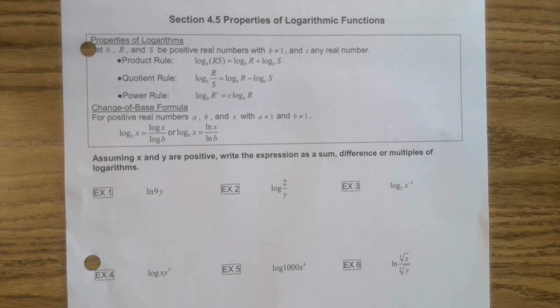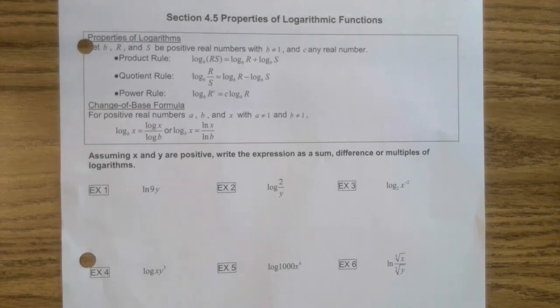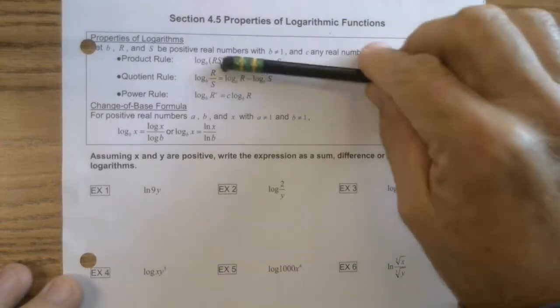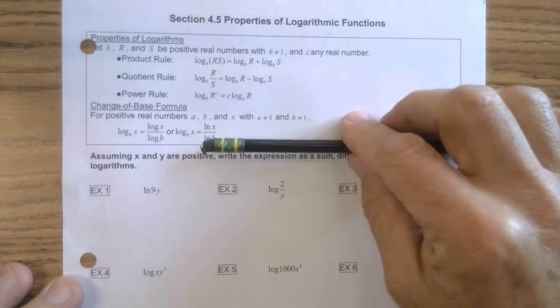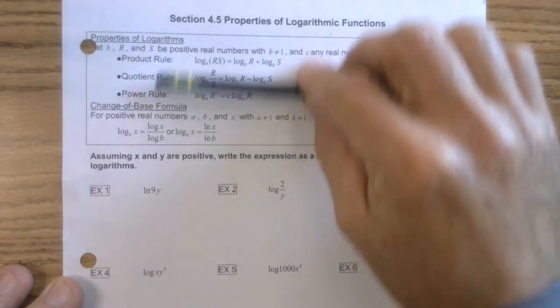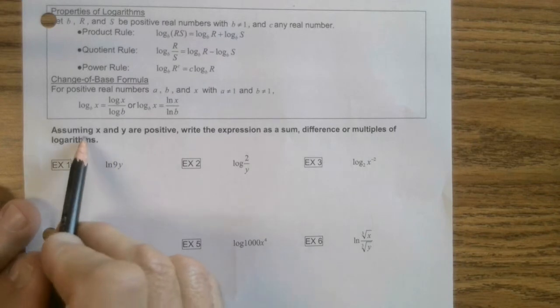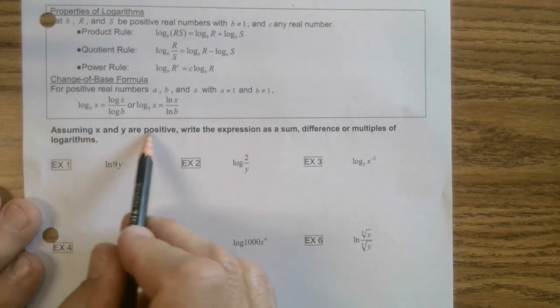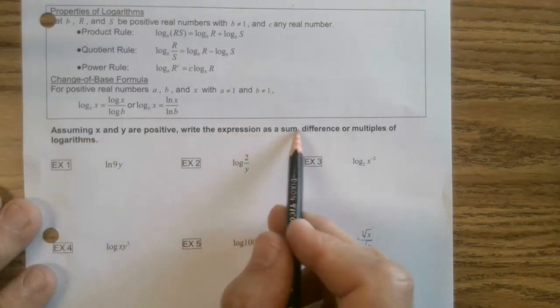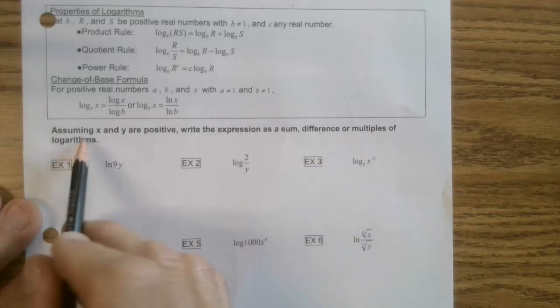All right, so here we are, section 4.5. I really hope you watched the pre-lesson because that's where I explained all of this in great detail, and it will just make so much more sense if you take the time and watch the pre-lesson. However, we're going to dive right in. Assuming that x and y are positive, write the expression as a sum, difference, or multiples of logarithms.